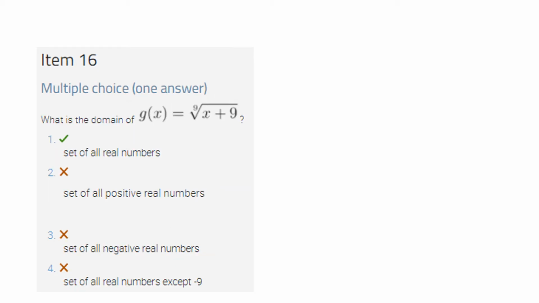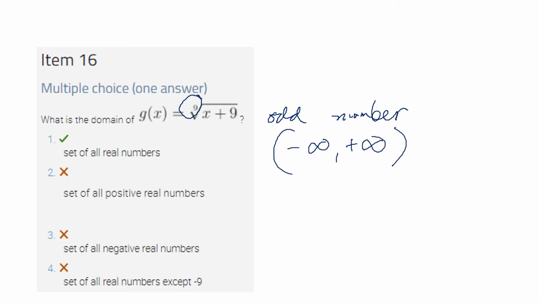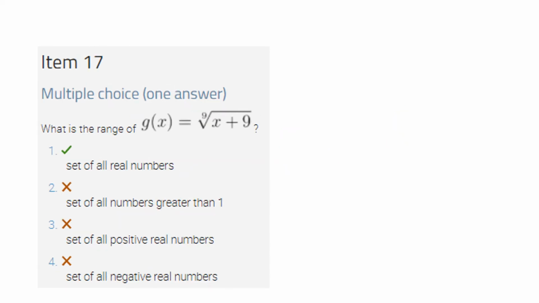Number 16, what is the domain? Okay, this is very simple because the index is just an odd number. And what did I tell you before? When the index is an odd number, then you're dealing with a domain of all real numbers. So that will be the first option. The range is also true. When that is an odd number, the range will also have negative results. You will have negative values of y. You can have all numbers when it comes to range, provided that the index is an odd number.